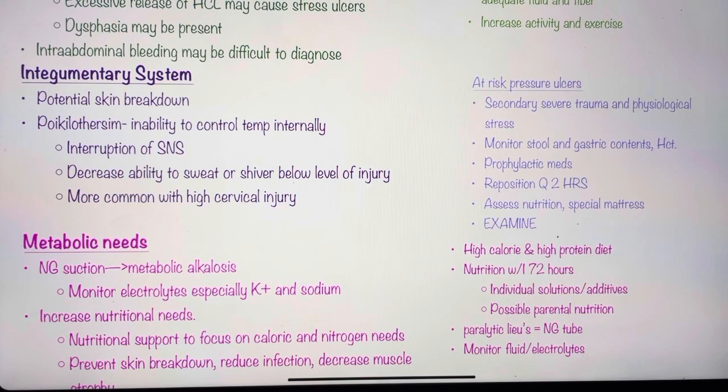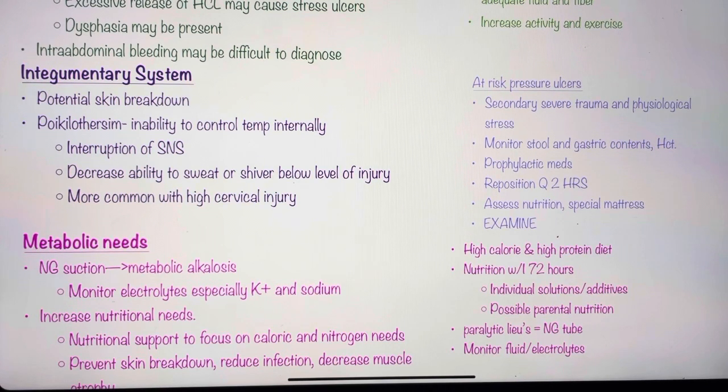They also have an inability to control their temperature internally if they have that interruption of the SNS. And this will also decrease their ability to sweat or shiver below the level of injury. So these are more common with those high cervical injuries, but that inability to control the temperature is important to monitor for these patients. So we'll have to make sure to keep the environment at a temperature that is going to regulate the patient, because they will be taking all of their temperature from the outside.